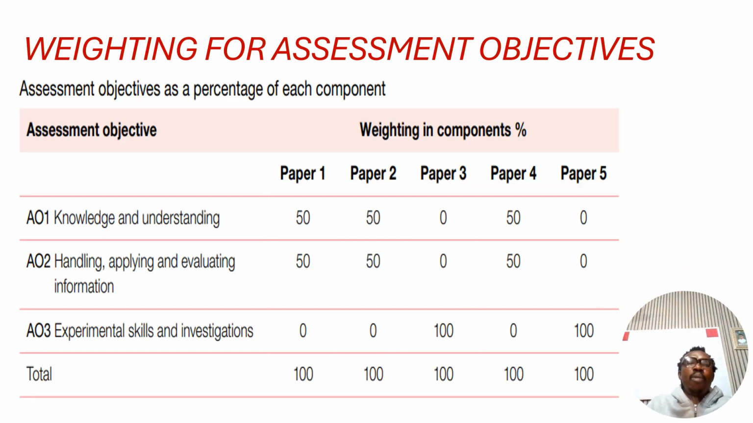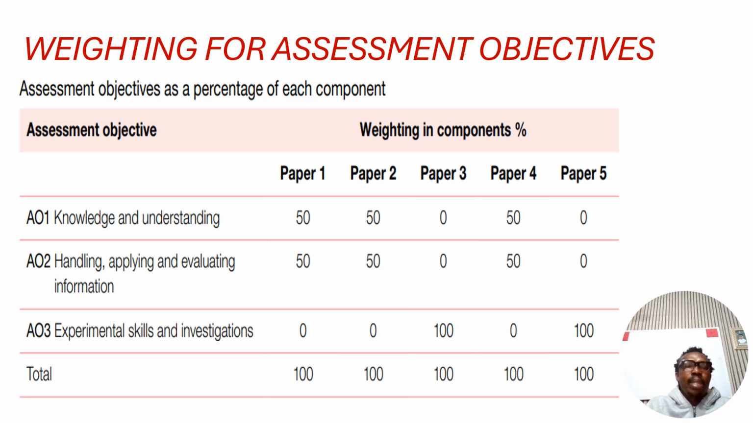When we talk about the weighting for assessment objectives, it has to do with each of the components. Each assessment objective has a percentage of each component, each of the papers. In AS we have paper 1, 2, and 3. Then in A2 we have paper 4 and 5. And this video is centered on A2, so we want to concentrate on A2 and see where each of these assessment objectives will be assessed.